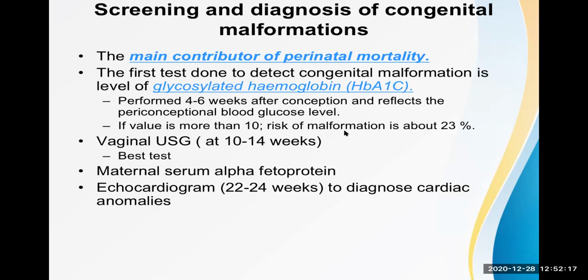If the value is more than 10, the risk of malformation is about 23%. And normally, it should be less than 6.5. It should be less than that. And 10 is too high, so the chance of malformation is also very high here. Another way is doing a vaginal ultrasound, which is done at 10 to 14 weeks. And at this time, this is one of the best tests. Maternal serum alpha fetoprotein can be done. Now, this alpha fetoprotein has important implications here.